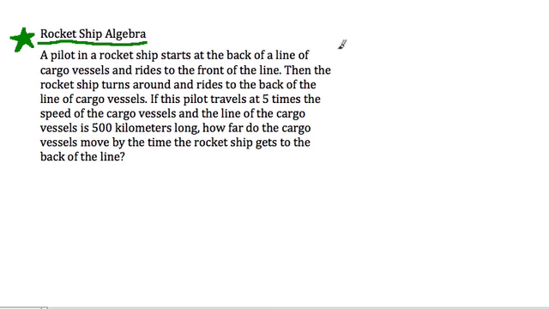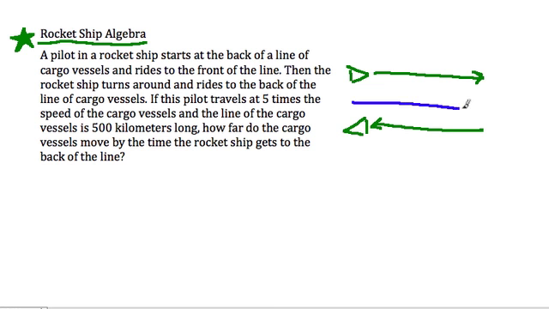So here we go. We have a rocket ship, and it's going, let's say, in this direction, and also it's going to then come back to where it started in terms of this cargo ship line that's going in this direction. So it says right here, a pilot in the rocket ship starts at the back of a line of cargo vessels and rides to the front of the line. Then the rocket ship turns around and rides to the back of the line of cargo vessels.